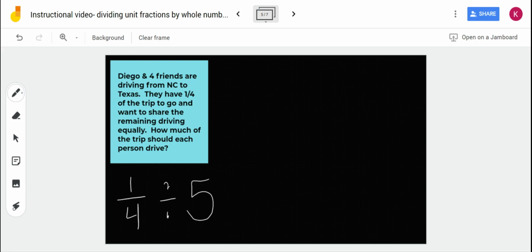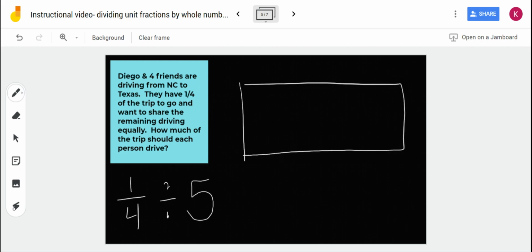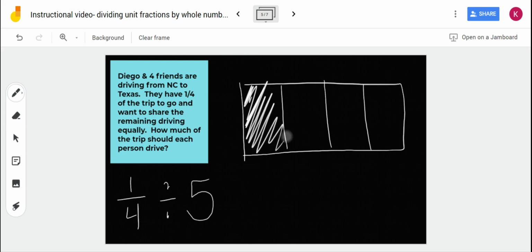So in order to show here, I'm going to start by drawing a rectangle. And I need to split my rectangle into 4 parts. And I have to shade in 1 of the 4 parts. So there's my 1/4. And I'm going to take that 4th and I'm going to divide it into 5 parts. Let's use green this time. I'm going to divide it into 5 parts. And this time my lines are going to go horizontal.